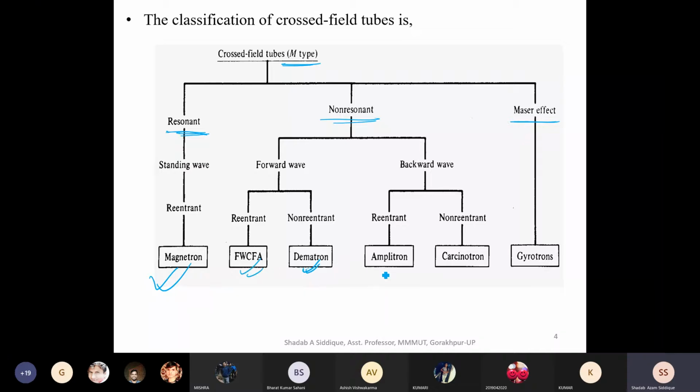Similarly, for backward wave we have the reentrant cavity Amplitron and the non-reentrant cavity Carcinotron, and the magnetron effect gives you the Gyrotron. In our syllabus we have the magnetron, and we will see the magnetron in detail. These others are not in our syllabus, but if you want, you can go through them.